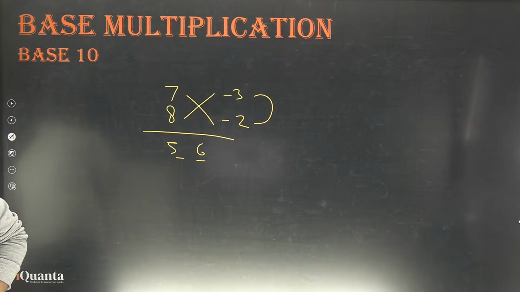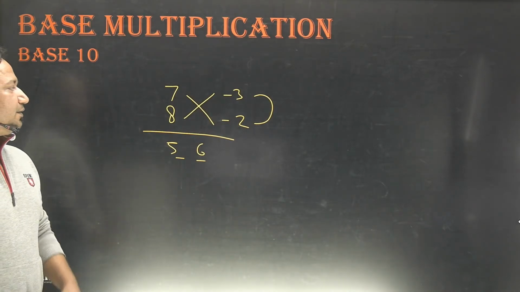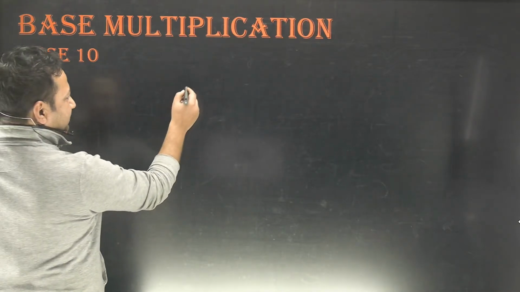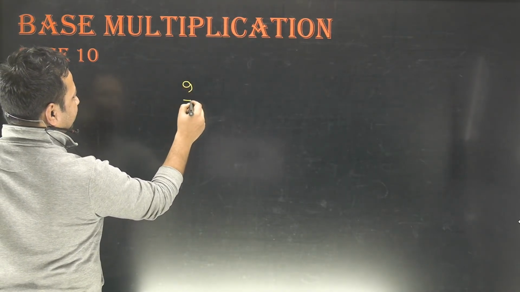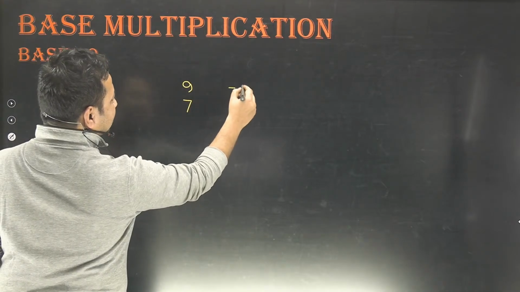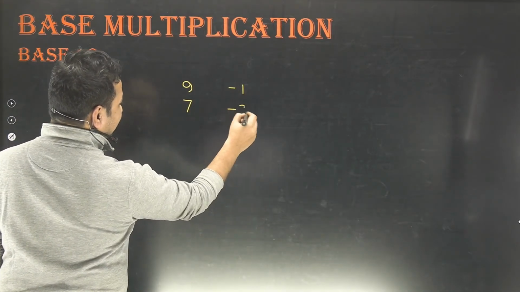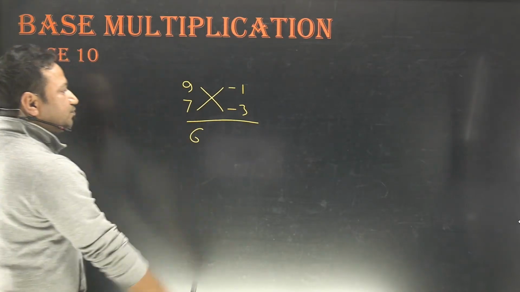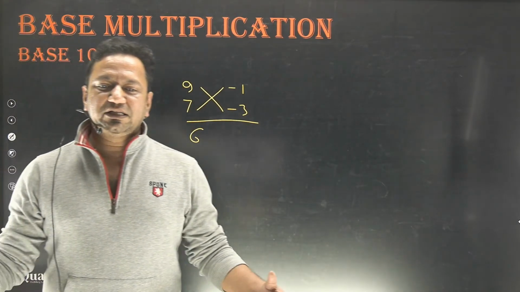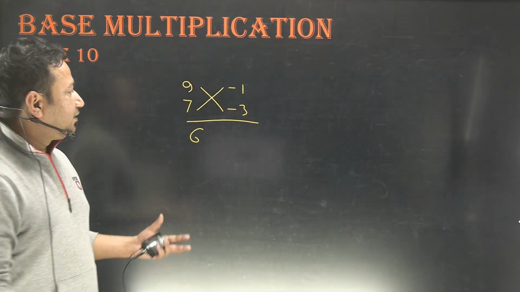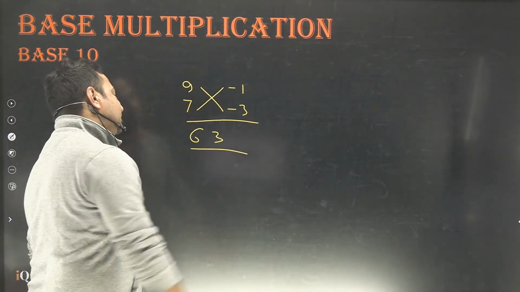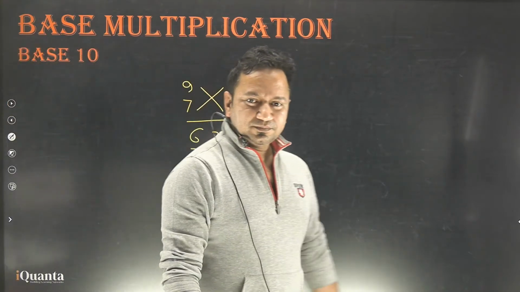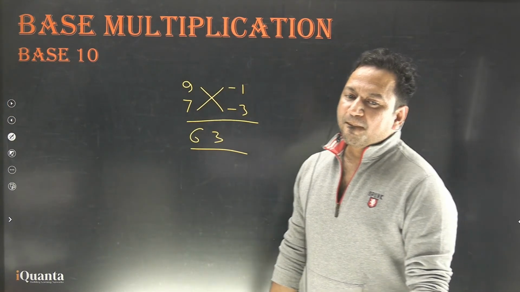Yeah, I'll repeat. One more number. Let us take 9 and 7. 9 is 1 less than 10, 7 is 3 less than 10. 9 minus 3 or 7 minus 1, in both the cases you will get 6. Then if you multiply -1 and -3, you will get 3 again. The answer will be 63. Right?